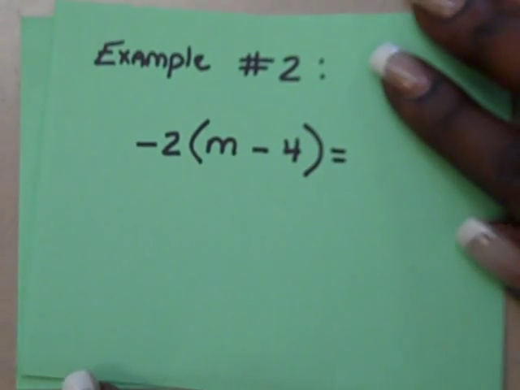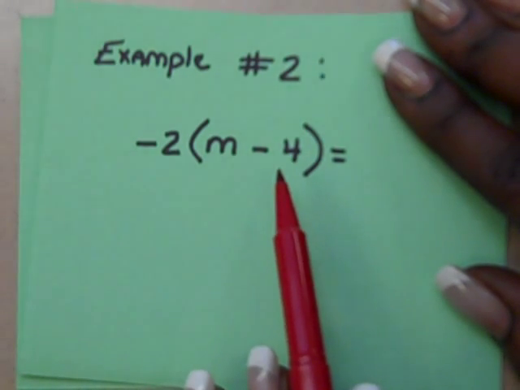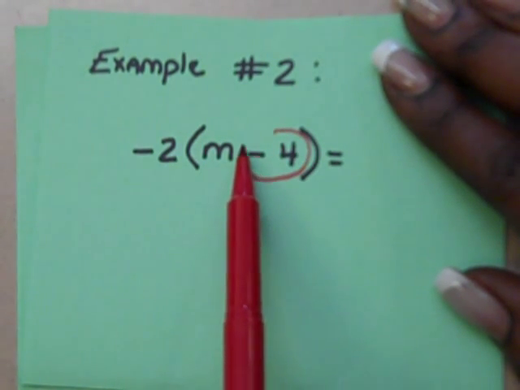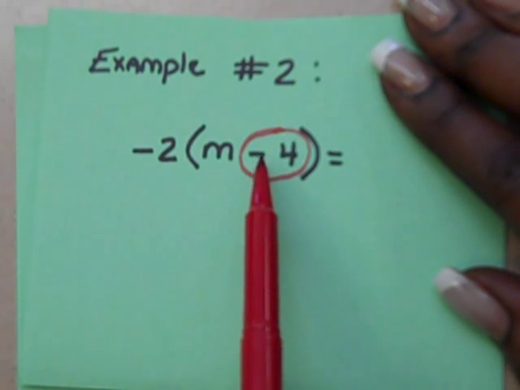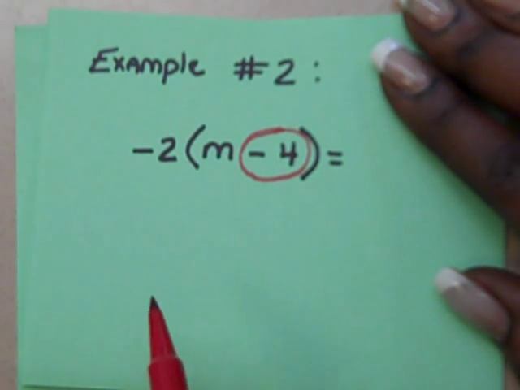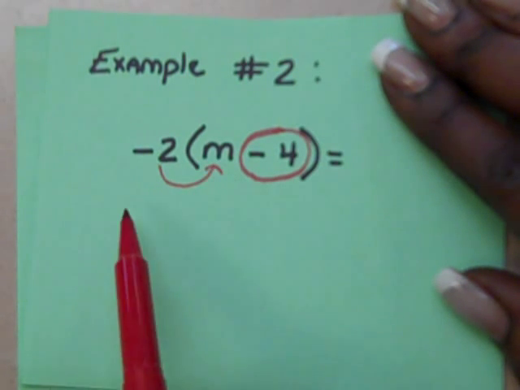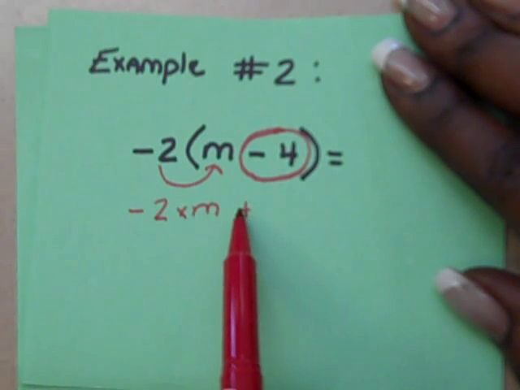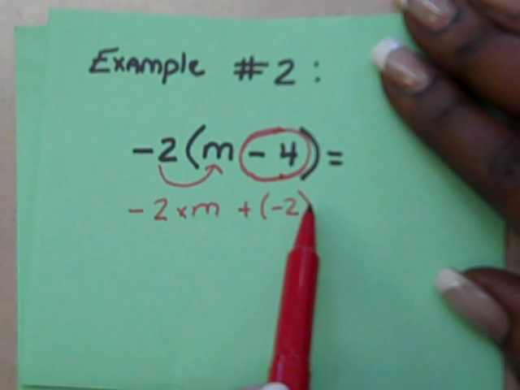Let's do another example. This time, not only is the outside term negative, but we have this subtraction or negative sign inside the parentheses. It might be helpful to go ahead and group that subtraction with the 4. So instead of saying subtract 4, try to look at it as a negative 4. So when you distribute to the first term, you'll have negative 2 times m and a negative 2 times the negative 4.